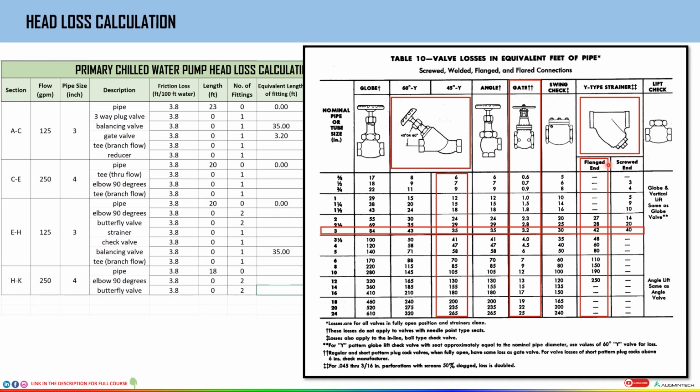So let's say the strainer that we're talking about is a flanged end. If it is a screwed end, we'll take this value. But as of now, I'm just assuming the strainer is flanged end. So its value is 42. So this value will be mentioned over here.